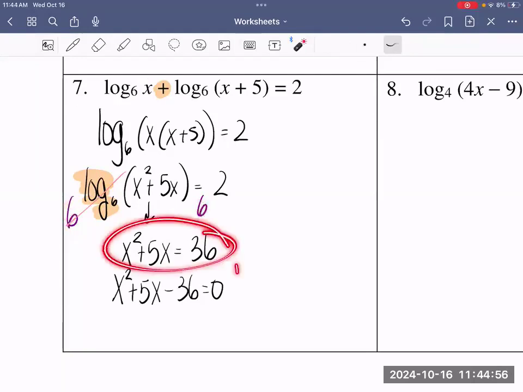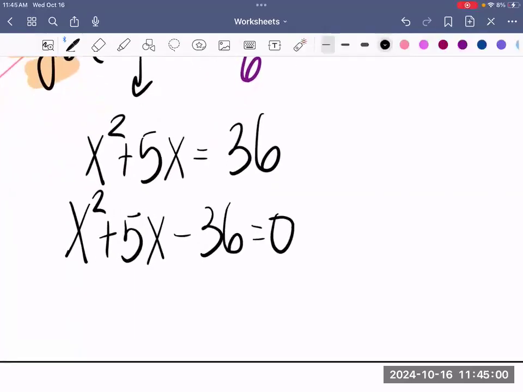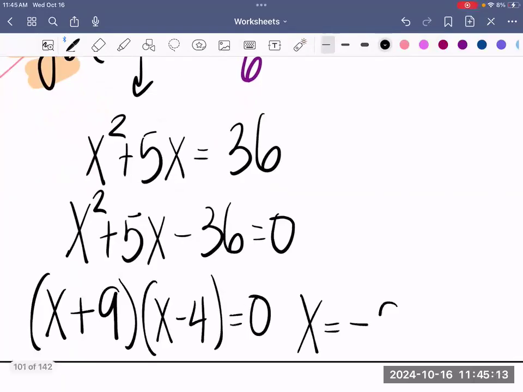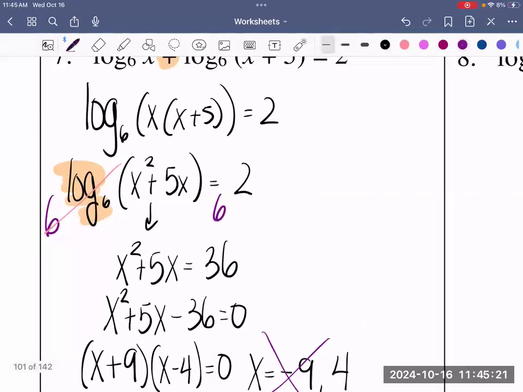You then have a quadratic, so we're going to solve for your quadratic function. So now we're looking for 36. Let's see, factors of 36, that would be 4 and 9. So a positive 9 and a negative 4 is equal to 0. So x is equal to either a negative 9 or a positive 4. And we said logarithms cannot be negative, so we can go ahead and scratch out x is equal to negative 9.